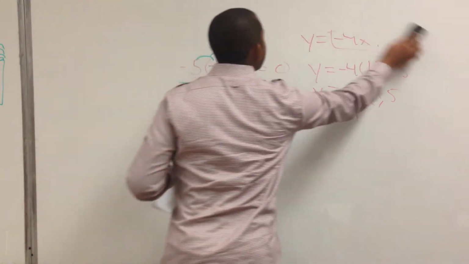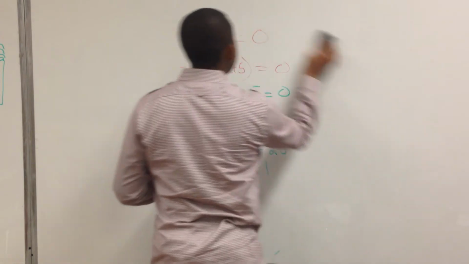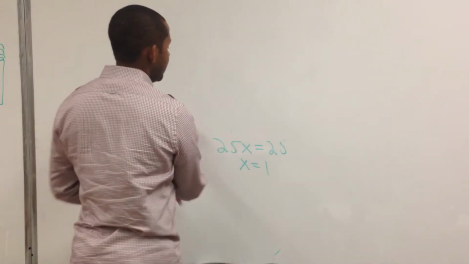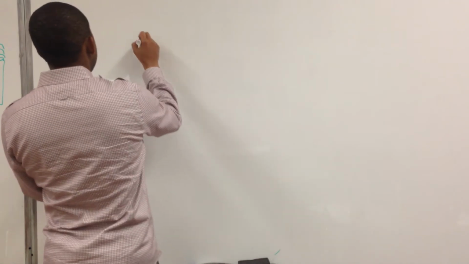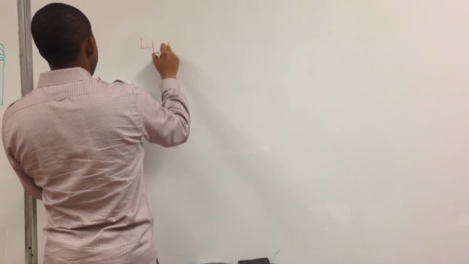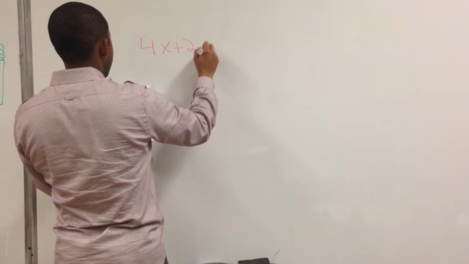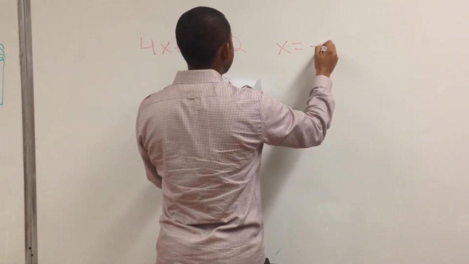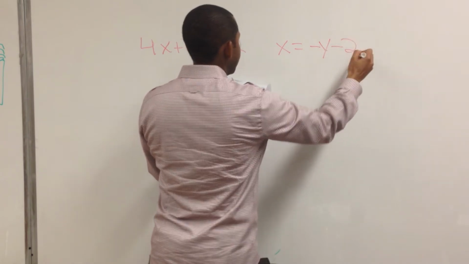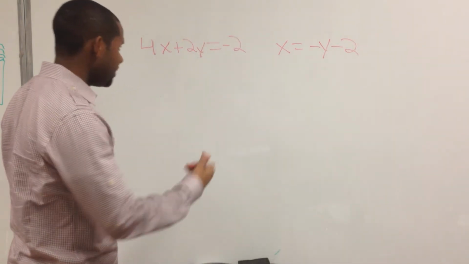Alright? Maybe you did that one by yourself. Maybe you did it with me. The second one, I want you to definitely try to do on your own. It says 4x plus 2y equals negative 2. And it says x equals negative y minus 2. Solve it.